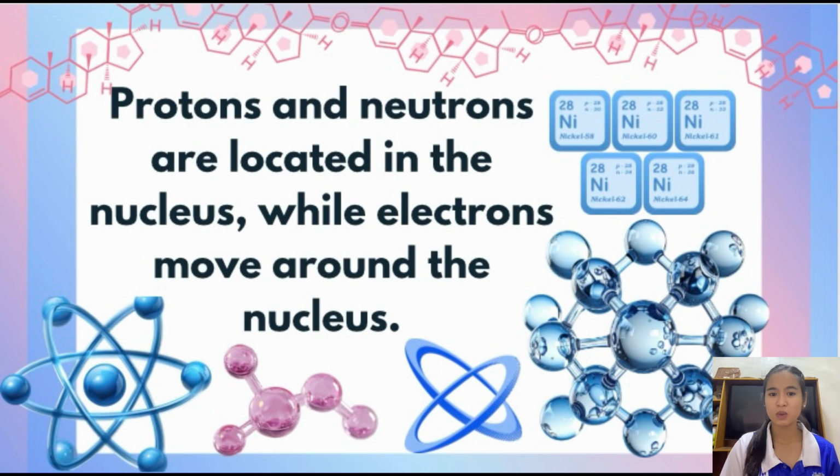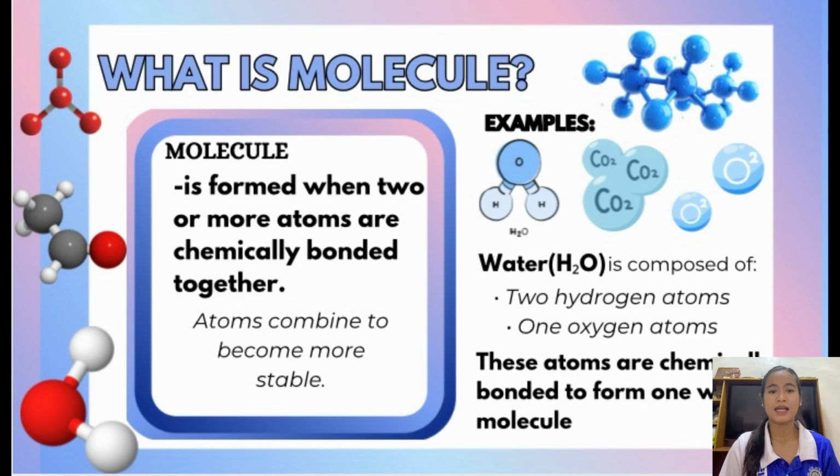Now, let us look at where these particles are located. The protons and neutrons are found in the nucleus, which is the center of the atom. The electrons move around the nucleus in what we call the electron cloud or energy levels. You can imagine the atom like a solar system, where the nucleus is the sun and the electrons move around it like planets.